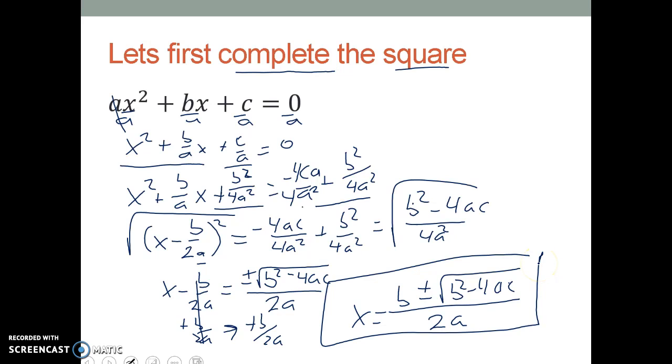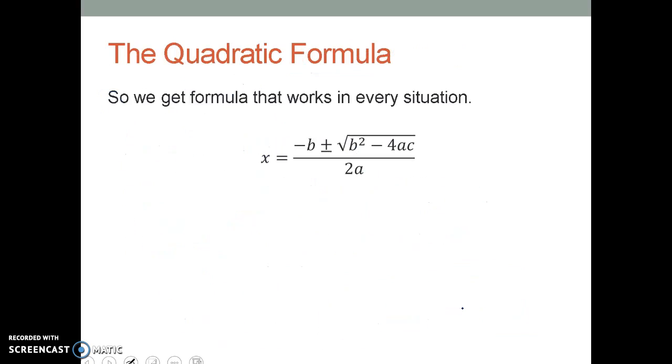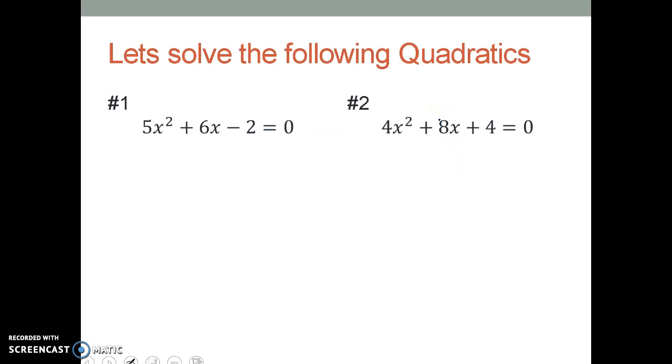And so what we have then is an equation that involves the a, the b, and the c. And if we plug those values in for the a and the b and the c down here, then we'll be able to get our answers all the time. So let's take a look at this. And if you haven't written this down, this is the formula that you should have memorized, and hopefully you do already by now. Let's see how this works with an example like number 1.